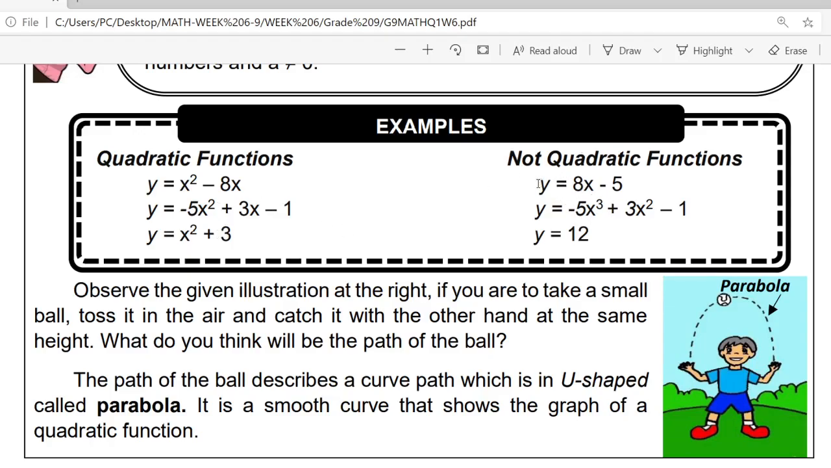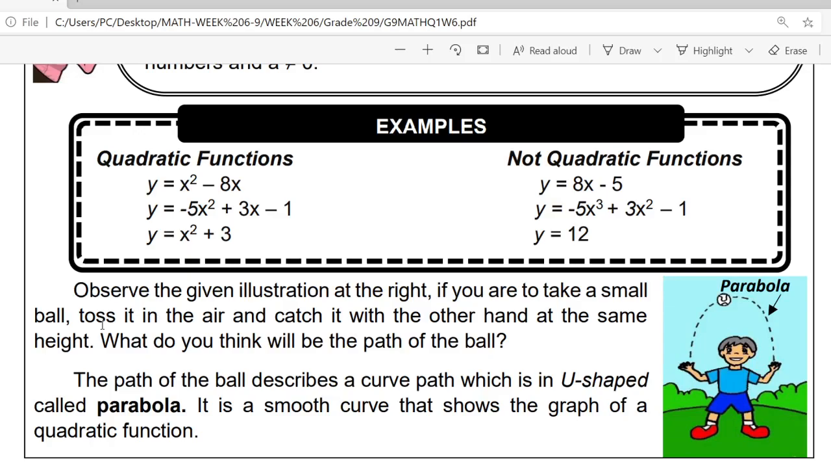In the other examples on the other side, we have not quadratic because the highest exponent here is 1. Here, aside from having 2, there is still a higher exponent than 2, and that is 3, so it is no longer a quadratic. And this one doesn't have the variable raised to the power of 2, and this is just a constant. These are examples of not quadratic functions.